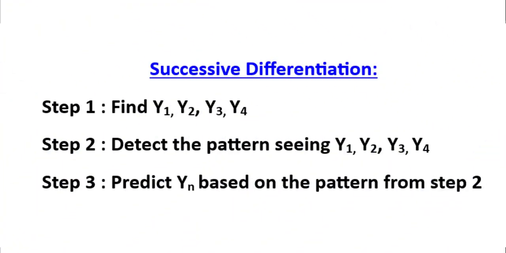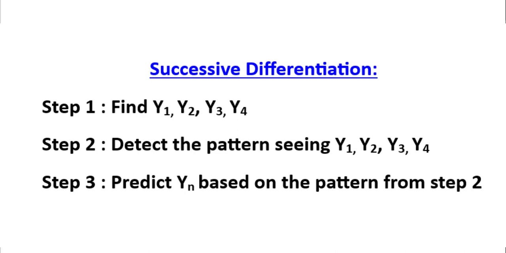In step number 1 we will determine y1, y2, y3 and y4. Now what is this y1, y2 or y3? Basically if you differentiate a function once you get y1. If you differentiate a given function twice you get y2. Similarly if you differentiate a function thrice you get y3.